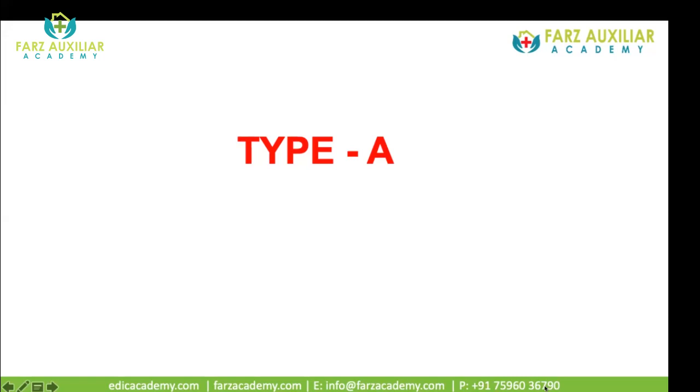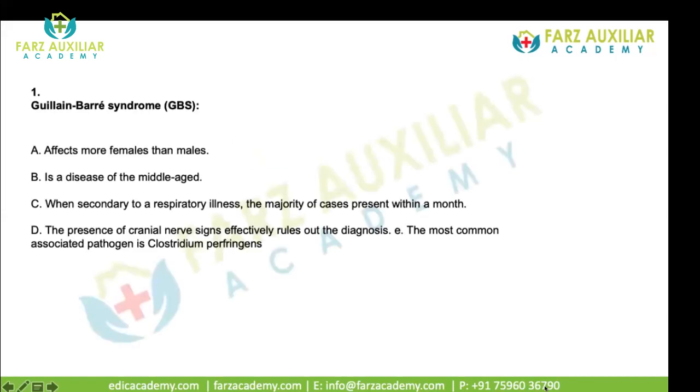In this session, I usually have 5 questions from each different system, starting from the respiratory to cardiac to neurology, gastroenterology, and so on. So we will have these type A sessions. Let's first start with one of the neurological questions, and the questions of such type A groups will come like this.